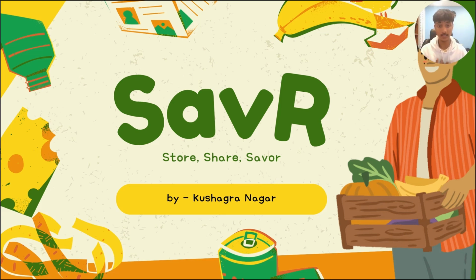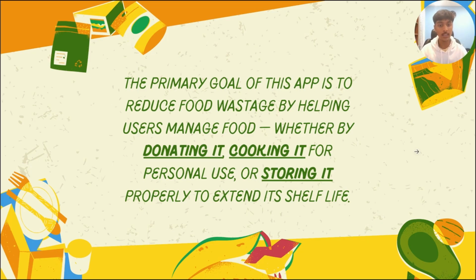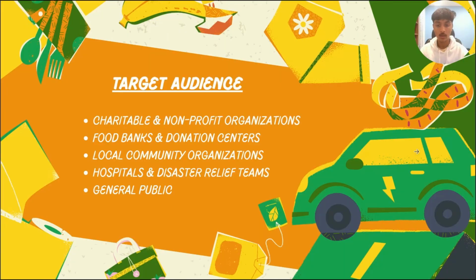I'm a junior from Katy, Texas, and today I'll be talking about my app SavR. The primary goal of SavR is to reduce food wastage by helping users manage their food more effectively. This app empowers users to either donate excess food, cook it for personal use, or store it properly for extended shelf life. My target audience includes charitable and nonprofit organizations, food banks and donation centers, local community organizations, hospital and disaster relief teams, as well as the general public who want to make more sustainable food choices.